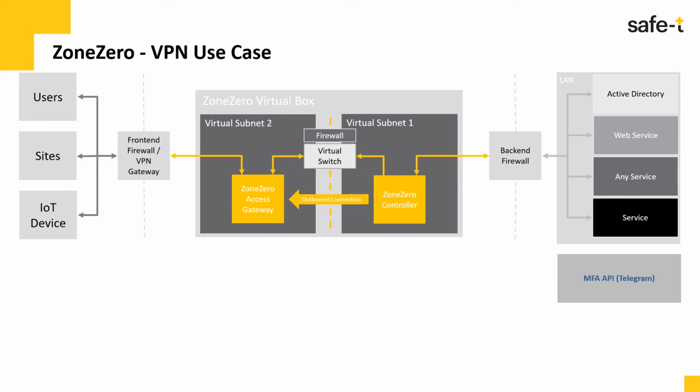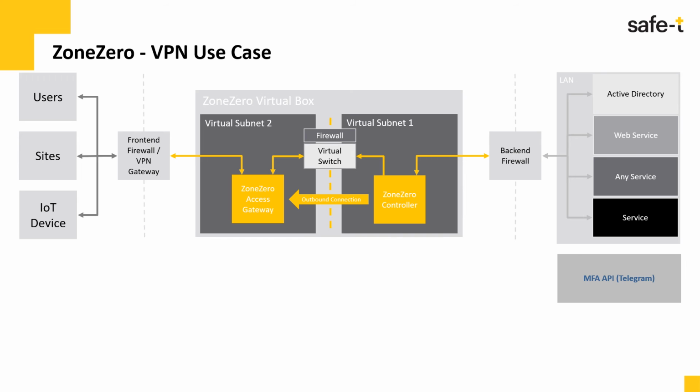Let's take a look at how ZoneZero VPN is implemented and integrated with an existing environment. Using a virtual wire deployment, ZoneZero is easily set up in the DMZ network, immediately separating the front end and VPN gateway from the back-end firewall in any sensitive environment.